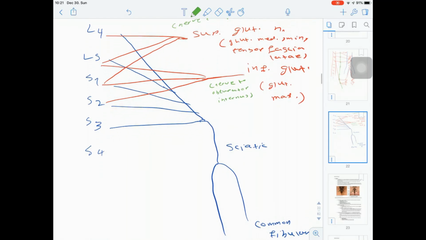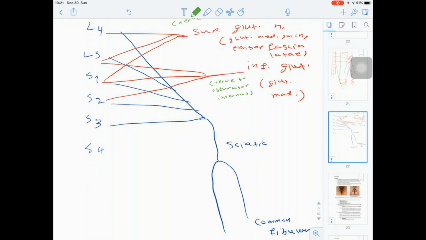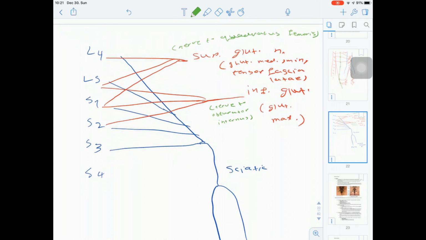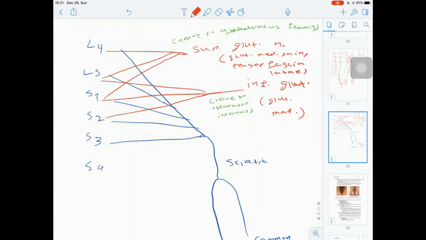So I just write them in a different color. Now what else? Also from S1 and S2 you get a nerve to piriformis muscle. Just know it as the nerve to piriformis. Let me make it on the other side, a small one.